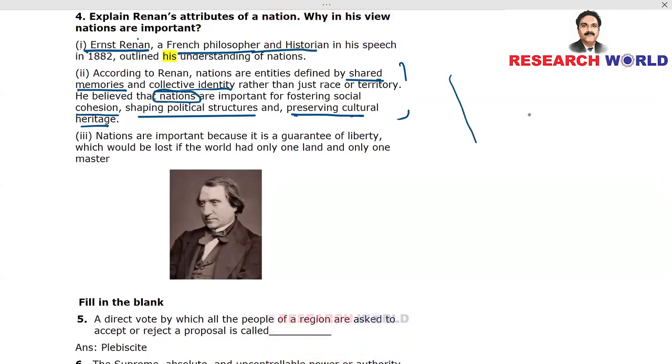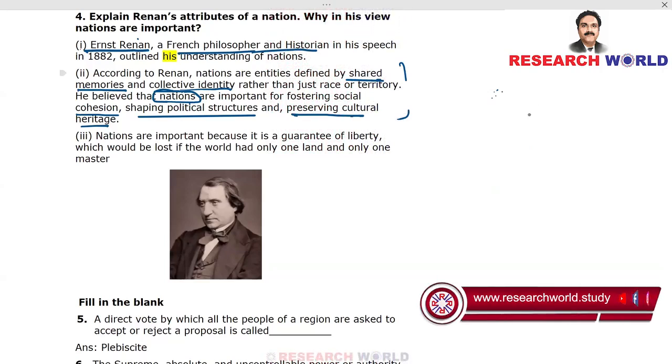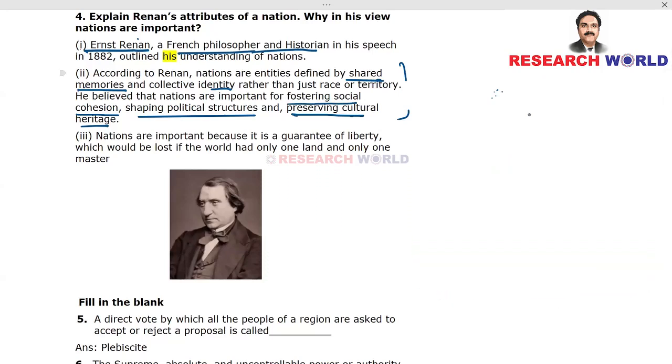So, why do you need a nation? Not because you want a well-defined geographical territory, or to keep a bunch of people who belong to the same race in one geographical region. No, actually, the idea of a nation means that, first of all, there should be social cohesion among the people who live there. Then they should shape some political structures for a nation, and they should be preserving the cultural heritage which they are having.